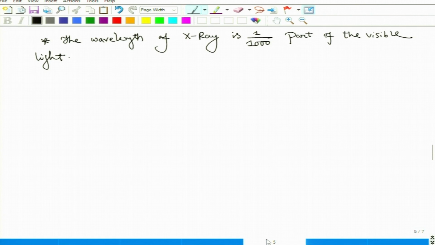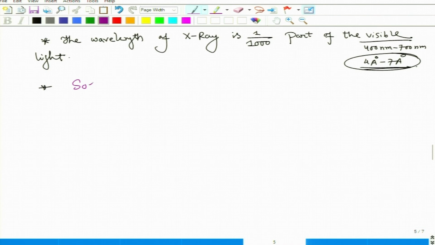In visible light, we know it is 400 nanometer to 700 nanometer, so 1000 times smaller means actually 4 angstrom to 7 angstrom like this. It's very, very small, and as the wavelength is small, the energy will be 1000 times more compared to our visible light. So this is the observation. And the next one is the soft X-ray.